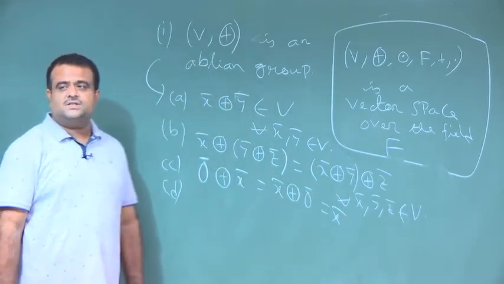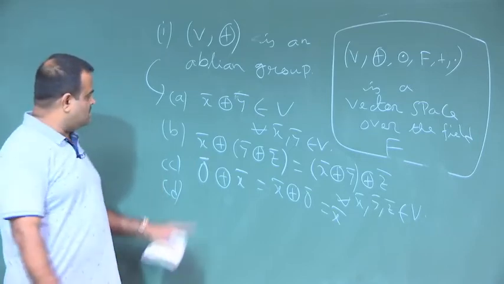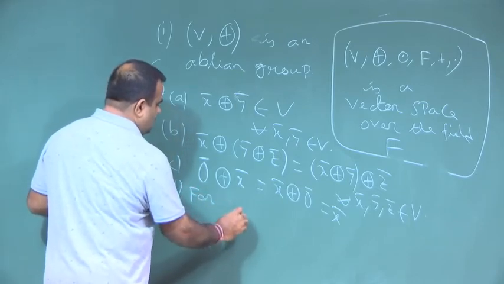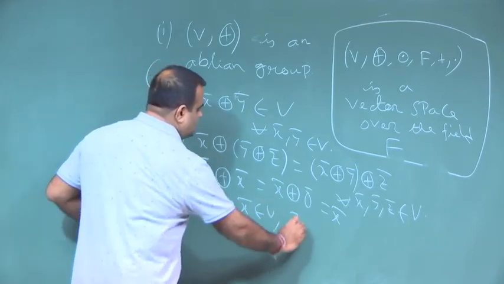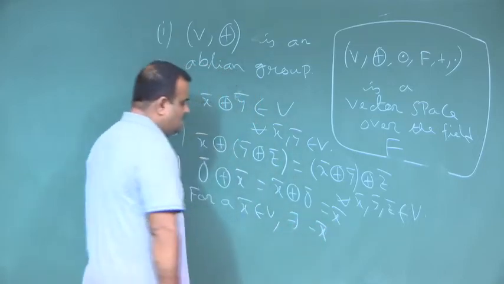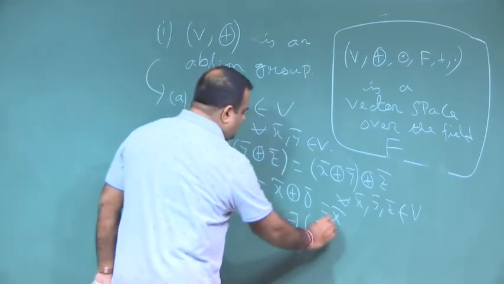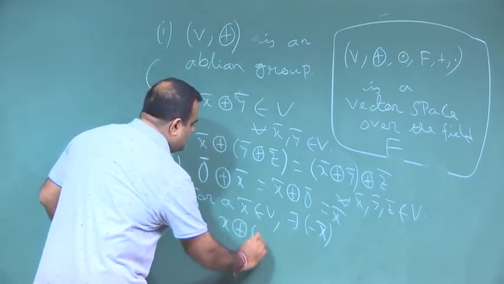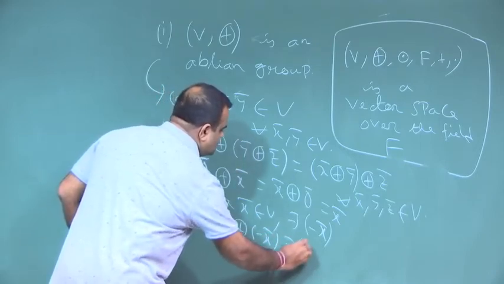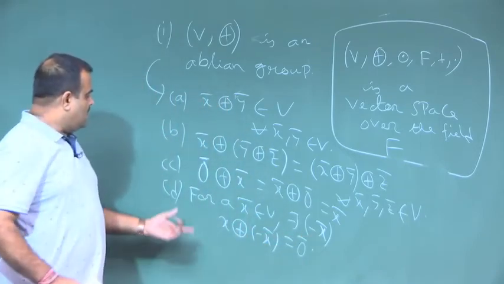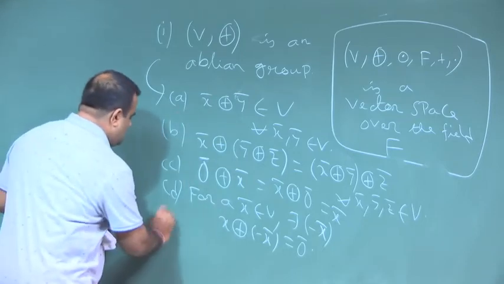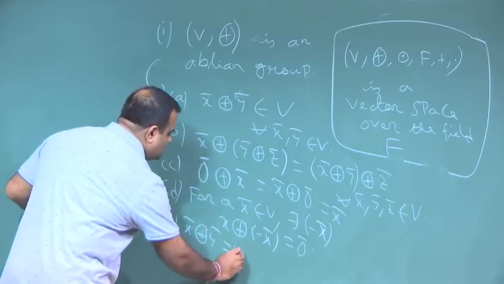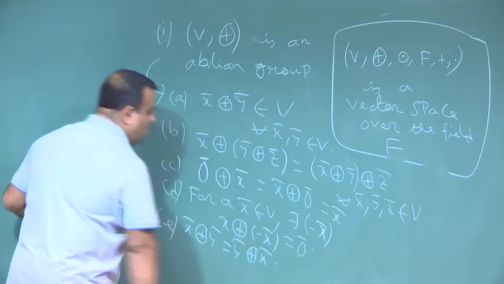And the inverse. Every element must have an inverse under this operator. So for x there must exist a minus x, we can say minus x is the symbol for the inverse, because this is in the additive sense, such that x plus minus x equals the 0 vector, the identity element. And then since it is abelian, we have the commutative property that x y must be equal to y x, and this is true for all x, y.